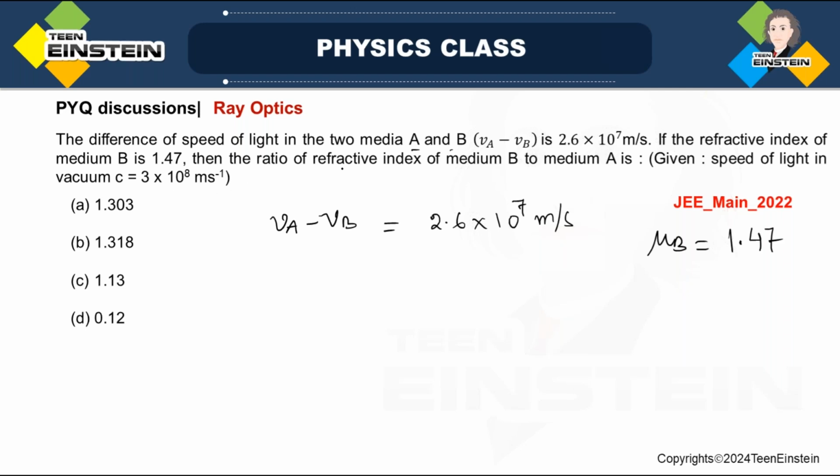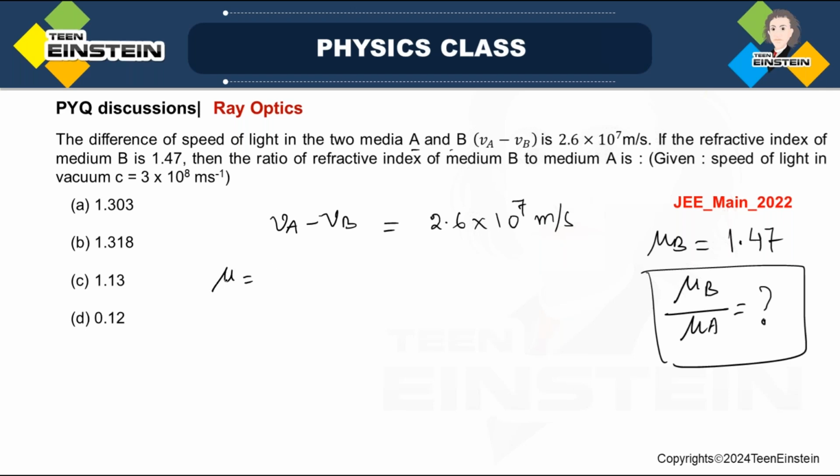Then the ratio of refractive index of medium B to the medium A. That means you have to find out the refractive index of medium B by medium A. This ratio you have to find out. Okay, this is the question. So this is very simple. If we know the definition of mu, refractive index is equal to C by V, right? C by V, that we know.